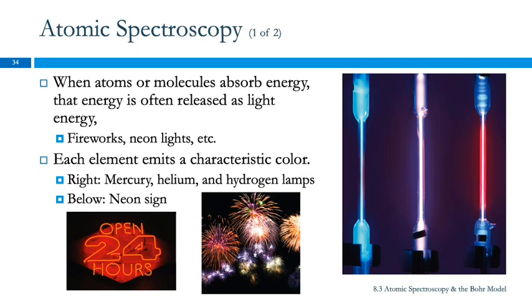So here we have 3 tubes. This has got mercury in it, and helium, and hydrogen. And the color that we see depends on the element that's present. Fireworks are different colors because what's exploding has different elements in it. This neon light literally has neon gas inside of a glass tube, and you pass electricity through it, and it glows that really, really bright orange color.